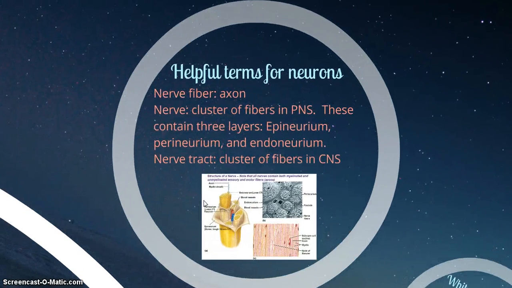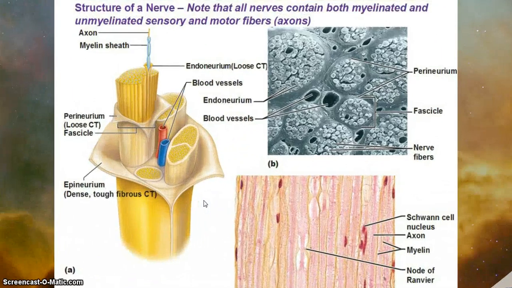So now let's talk about helpful terms. Nerve fiber means axon. Nerve means a cluster of different fibers in the peripheral nervous system, and we'll see their layers in a moment. And then there's nerve tracts, and those are clusters of fibers in the CNS. So take a look at this picture.